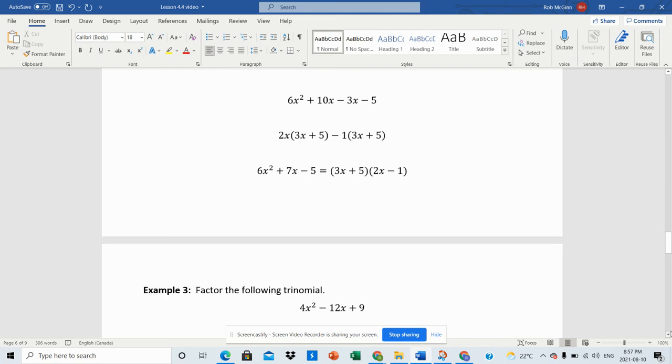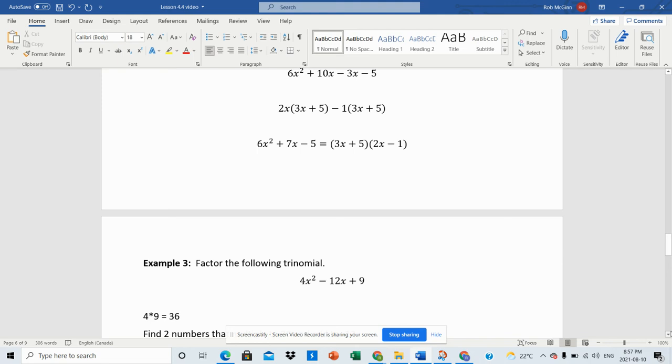Last example here, we have 4x squared minus 12x plus 9. Once again, I encourage you to pause the video, and then when you think you have the answer, start it again and see if you got it right. So our first step, we need to find the product of A times C. In this case, that is 4 times 9, which is going to give us 36.